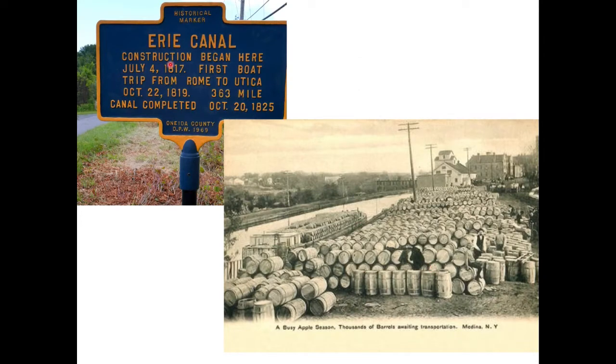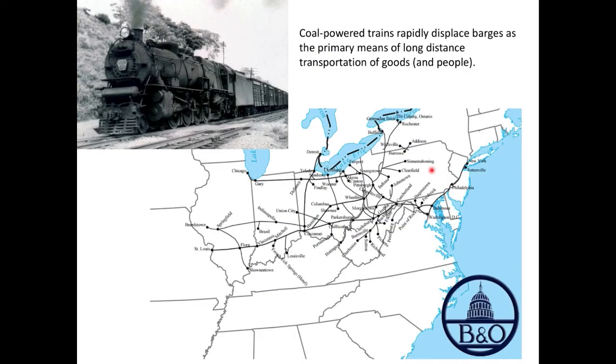So the Erie Canal, which was begun in 1817 and finished in 1825, this is a snapshot here on the lower right of how we used to transport apples. Apples would be picked in upstate New York. They'd be put in barrels. The barrels would be put on barges. And then they would literally be floated via the Erie Canal across to Albany. And then they would be floated downriver to New York City.